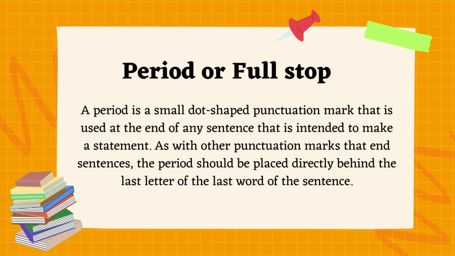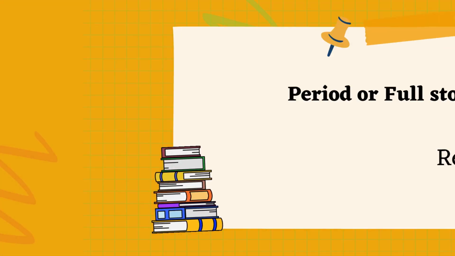A period is a small dot-shaped punctuation mark that is used at the end of any sentence that is intended to make a statement. As with other punctuation marks that end sentences, the period should be placed directly behind the last letter of the last word of the sentence.